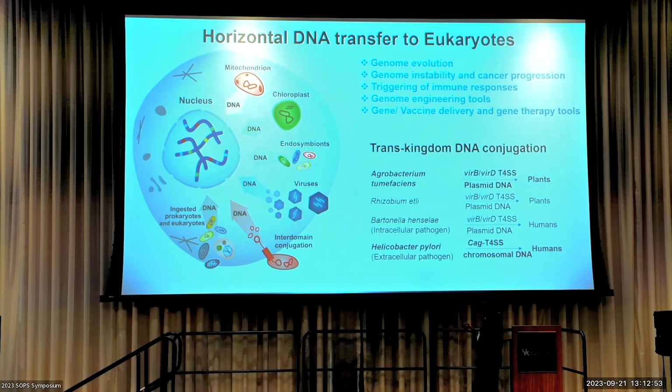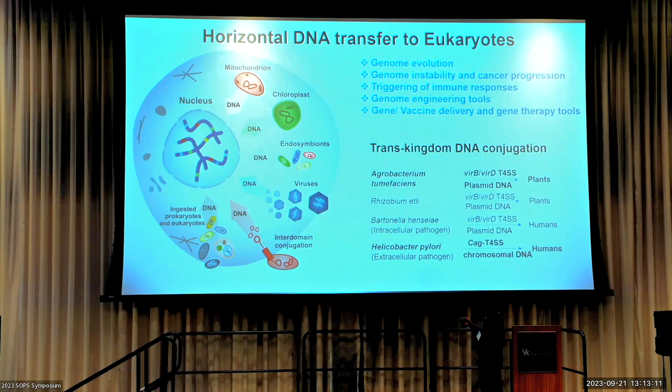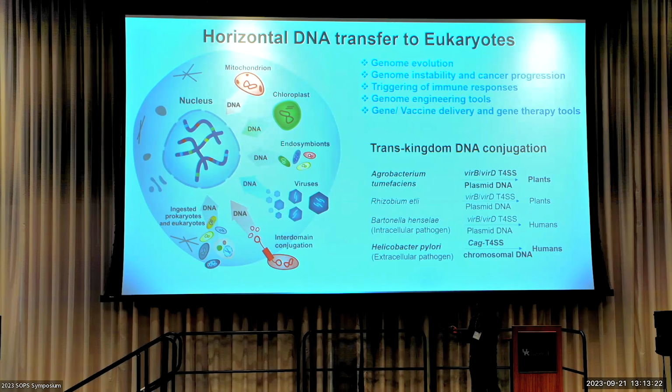The horizontal transfer of DNA from microbes to eukaryotes has been shaping the evolution of eukaryotic and prokaryotic genomes for millennia. There are several mechanisms of this DNA transfer present in nature. For example, ingested prokaryotes and eukaryotes and various endosymbionts like mitochondria and chloroplast are able to translocate their DNA directly into the human or eukaryotic cell nucleus.